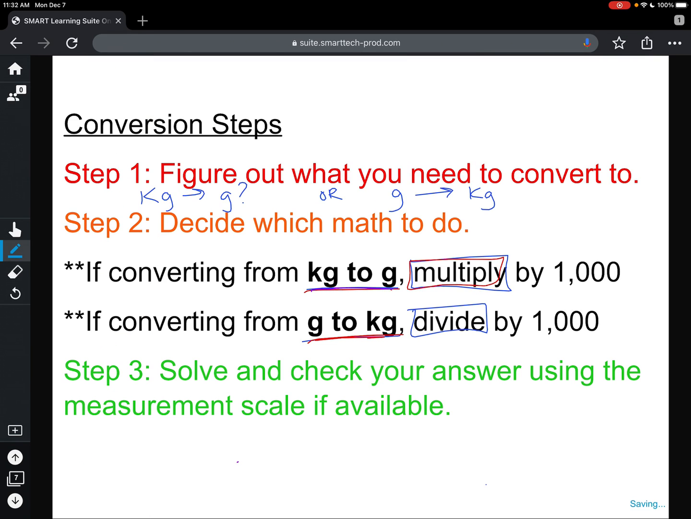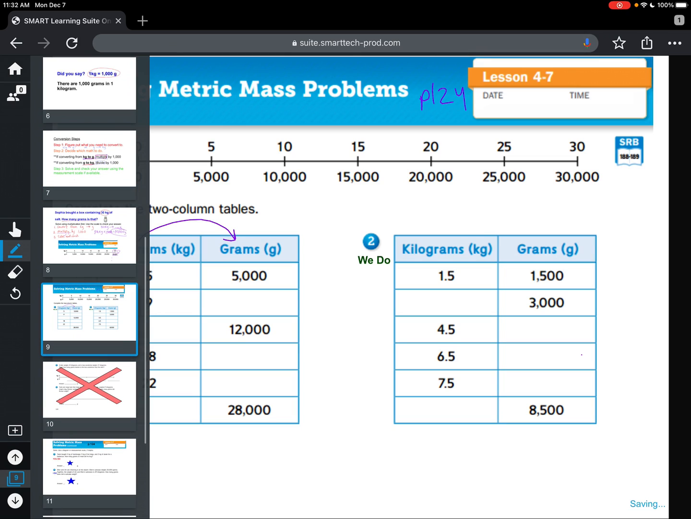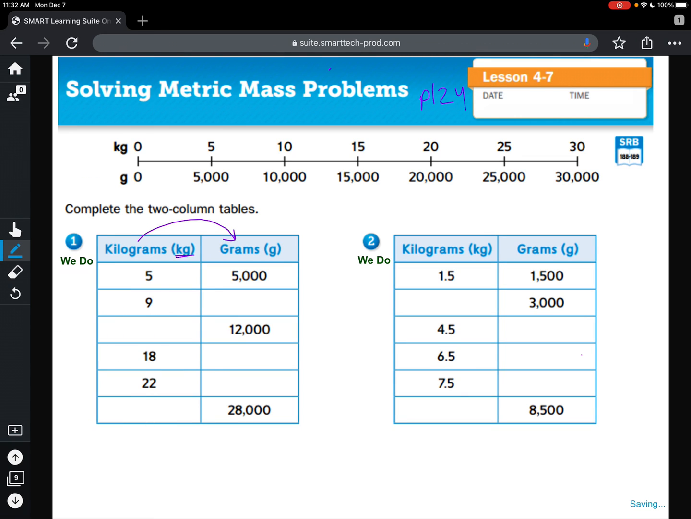Remember, when I go from kilograms to grams, I'm going to multiply by 1,000 because I'm going from a larger unit to a smaller unit of mass. Remember, a kilogram was about the same weight, or how it feels, as 7 apples or 2 loaves of bread. 1 gram is like a paper clip. It's really small. So I have to multiply by 1,000.